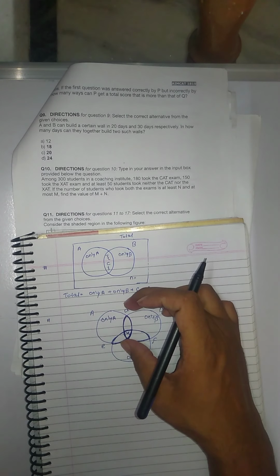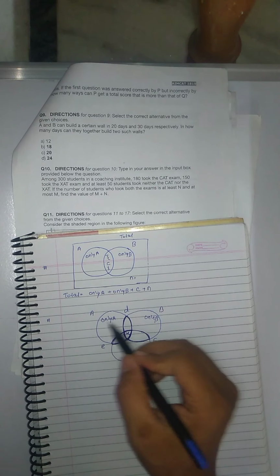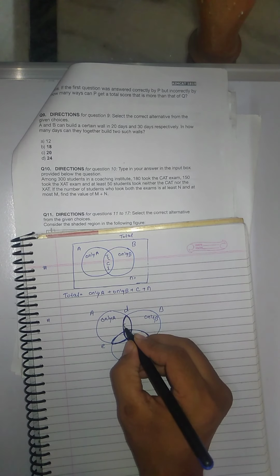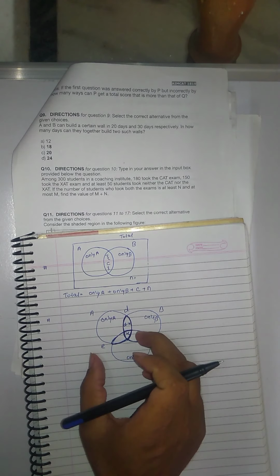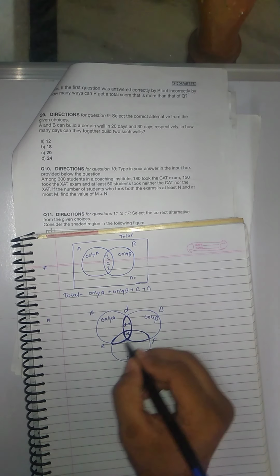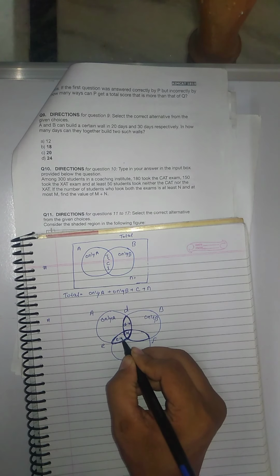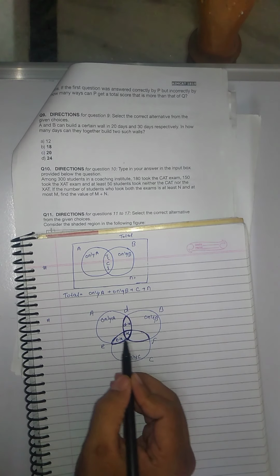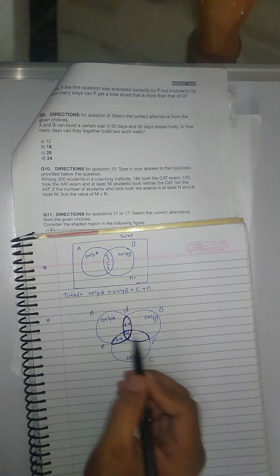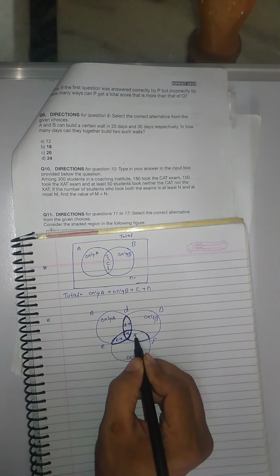The whole part is D, which means D is common with A and B, so only AB is D minus X. The whole part is E, and this is X, so this is E minus X. The whole part is F, this part is X, so this is F minus X.